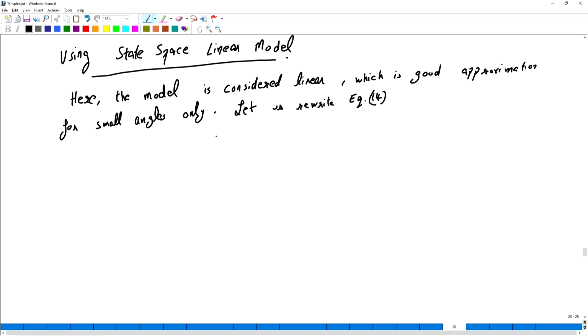So x1 dot, the state space form here is written as x1 dot equals x2 and x2 dot equals, the linear form will be 1 by ml square into T minus g by l into x1. Notice we have x1 here, not sine of x1. So what implications it will have in simulation we will get to know. Minus c by ml square into x2.